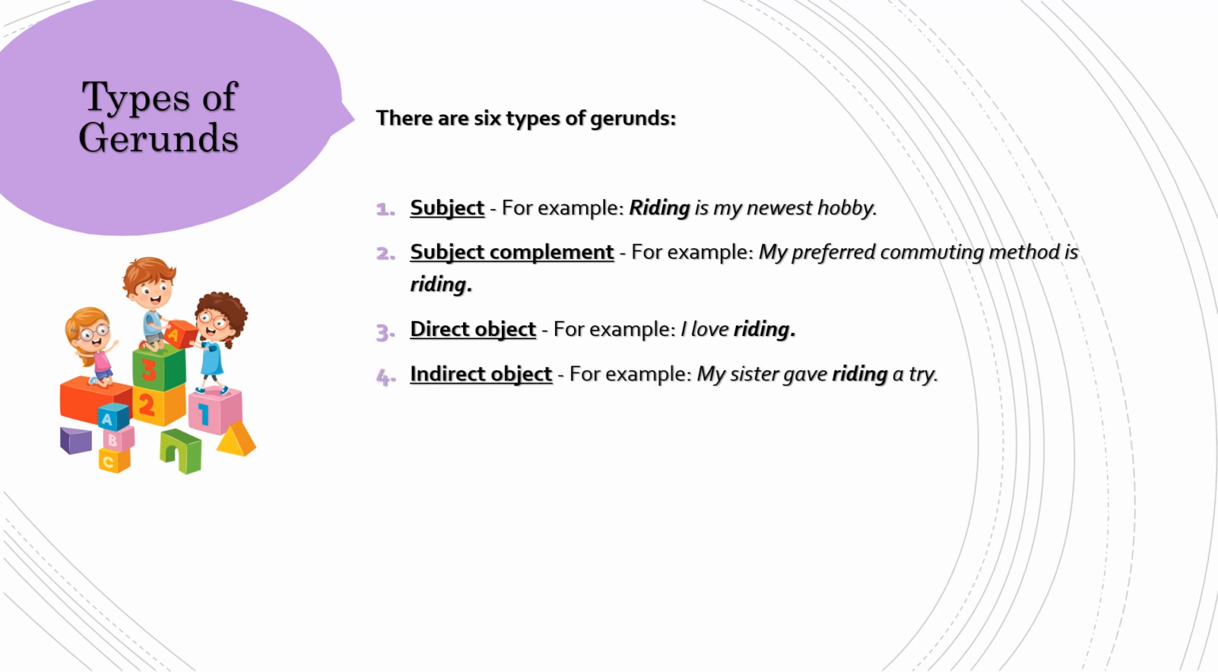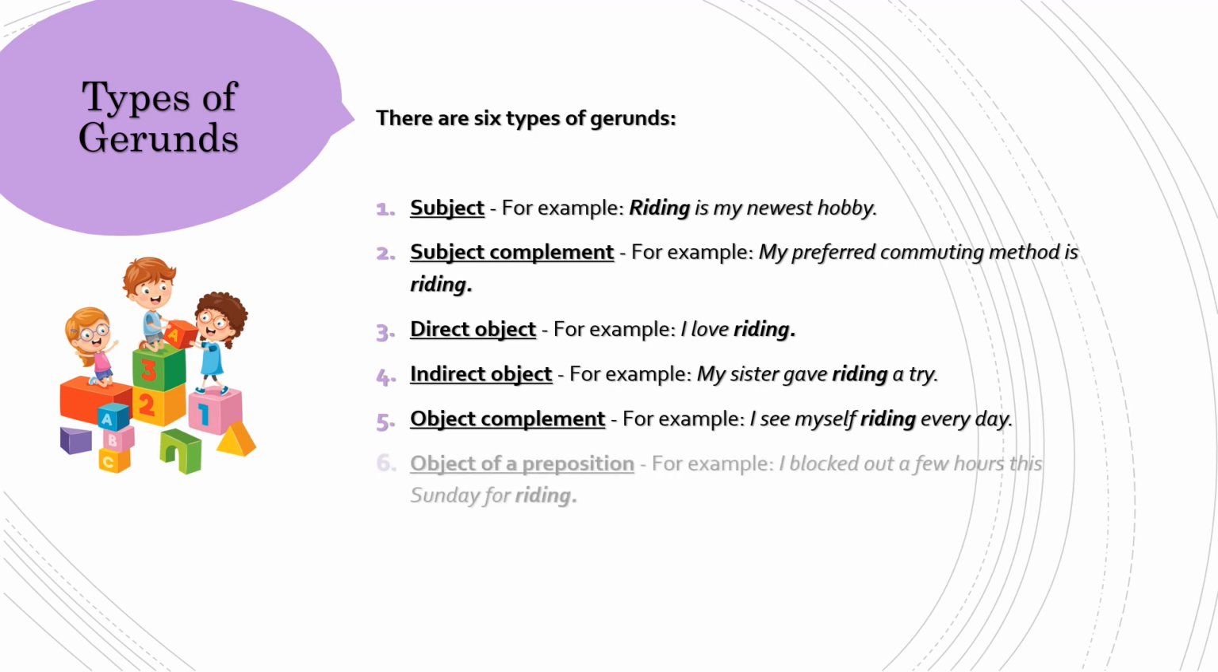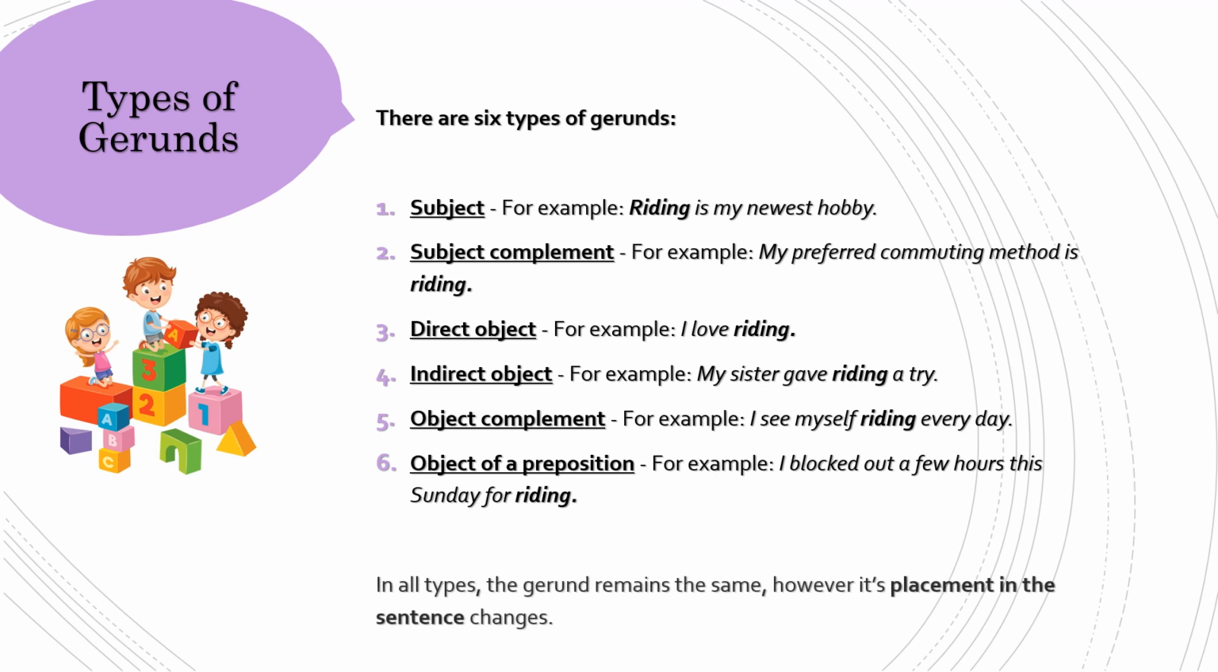Indirect object. For example, my sister gave riding a try. Object complement. For example, I see myself riding every day. Object of a preposition. For example, I blocked out a few hours this Sunday for riding. In all types, the gerund remains the same, however its placement in the sentence changes.